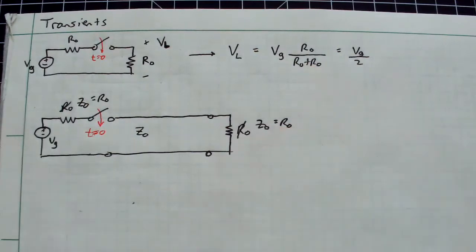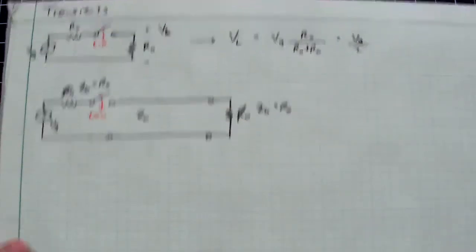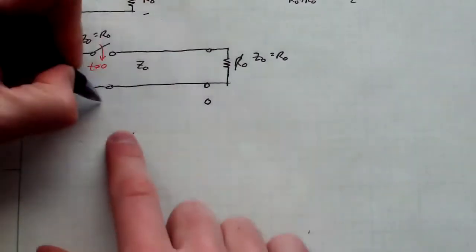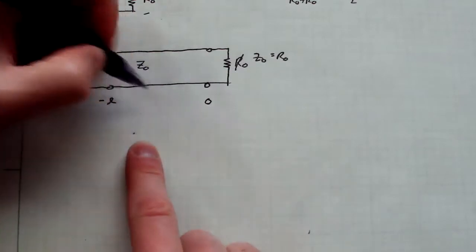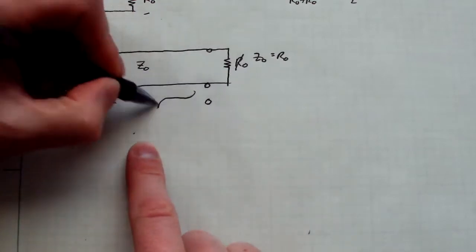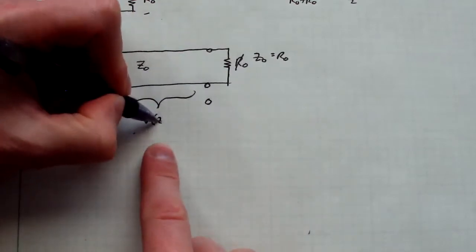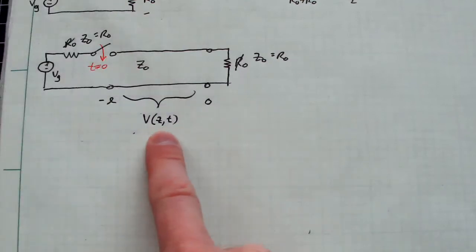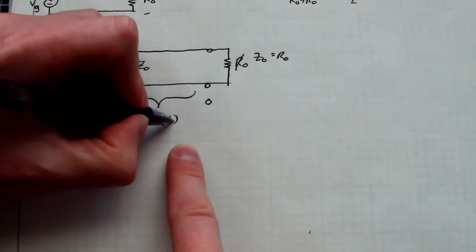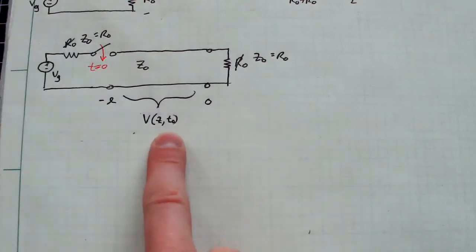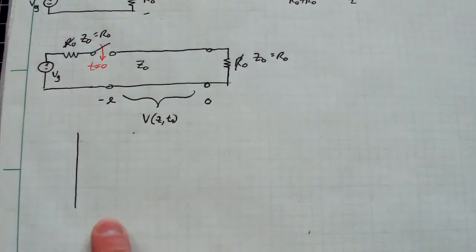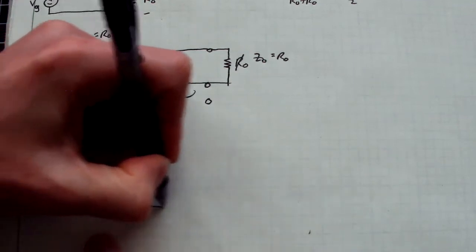So what you can do is plot that as a snapshot, right? So this is going to be 0, negative L, and I'm going to plot the voltage V of z, comma, t. So I'm going to pick some time t, we'll say t0, to be a fixed snapshot in time, and I'm going to plot my voltage as a function of distance here. And what you would see is something that looks like the following.